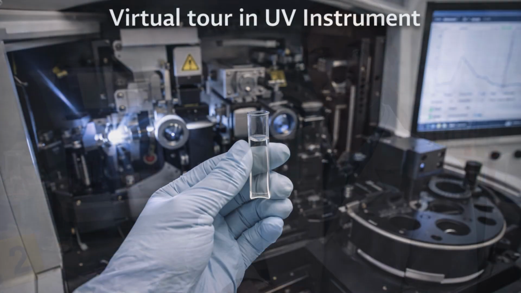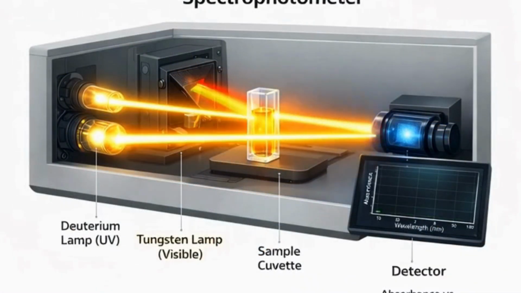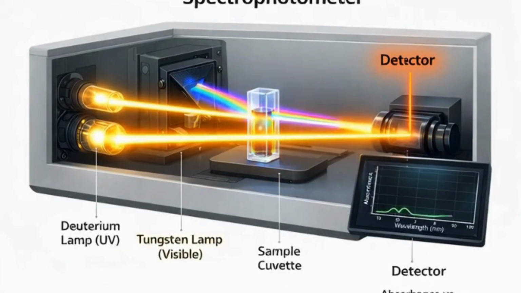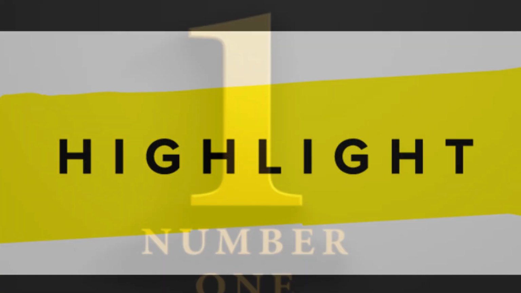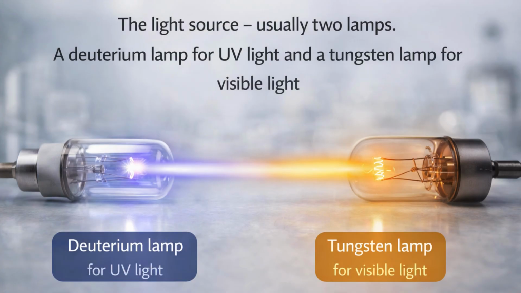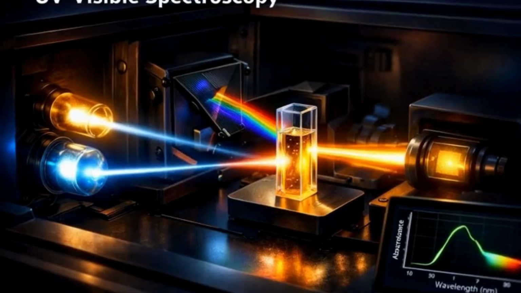Coming back to instrumentation, let's take a virtual tour inside the instrument. Every UV visible spectrometer has 5 components. First one is the light source, usually 2 lamps, a deuterium lamp for UV light and a tungsten lamp for visible light. And second one is the monochromator, the wavelength selector.